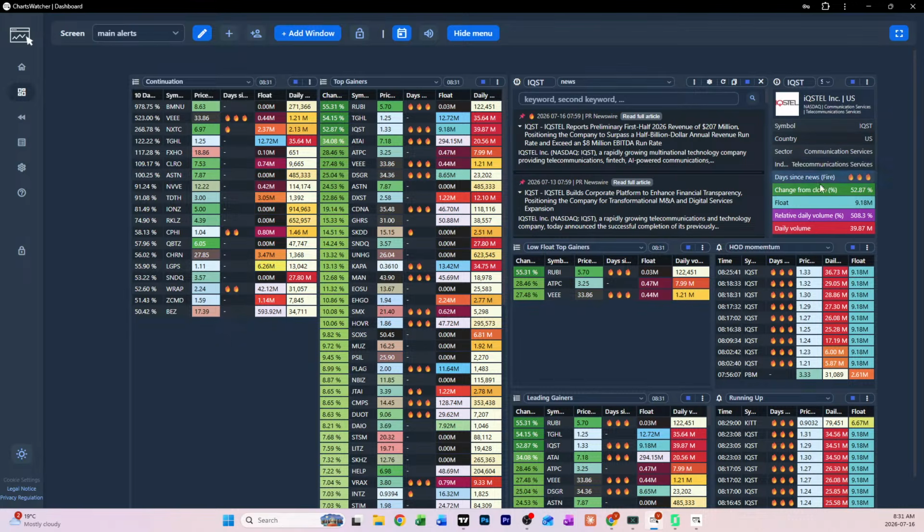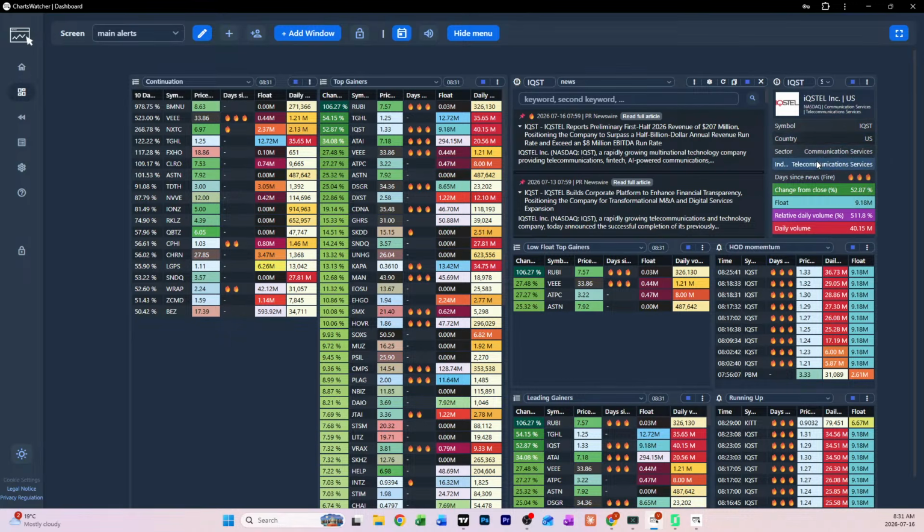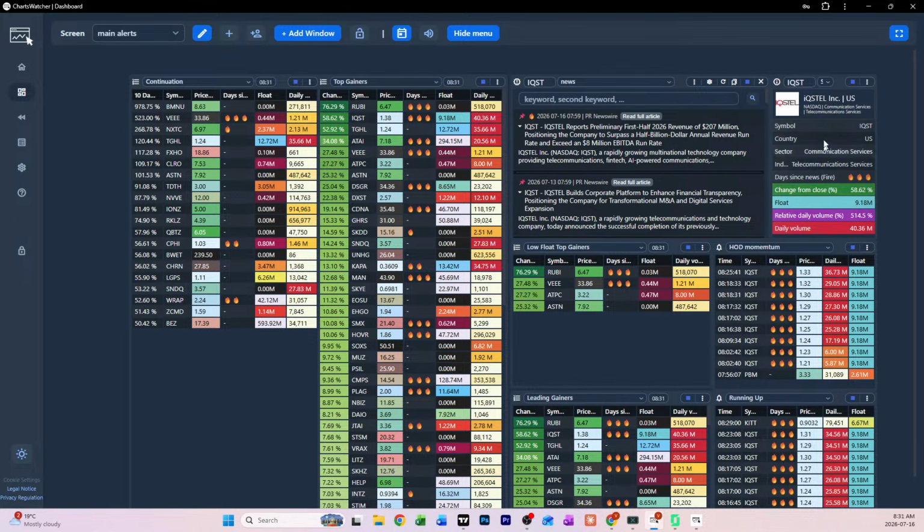Then I have the stock quote window here, which includes the symbol, the country code, the sector, the industry, the news, the change since close, float, relative volume, daily volume. So whenever I click on a stock, that'll populate, and then the news will populate in the news window here. I can read the news very quickly. The news and the stock quote are right beside each other. And then I have the continuation and top gainer scanner there.